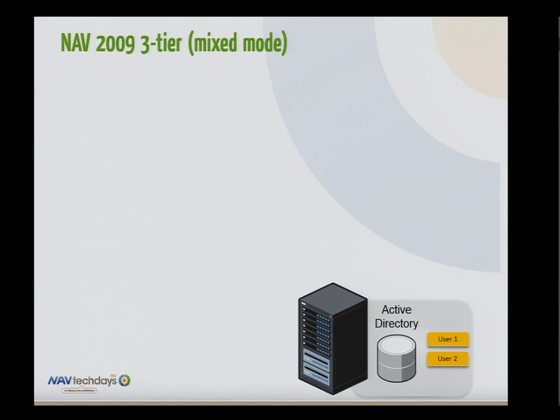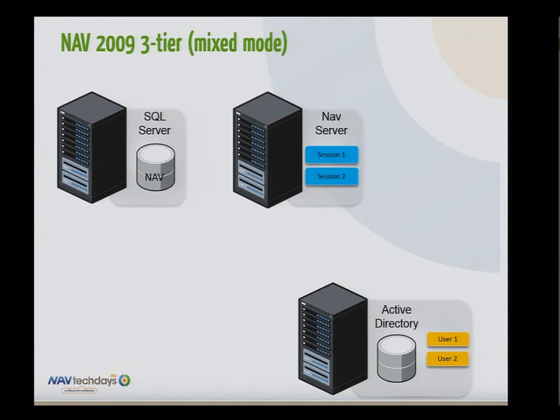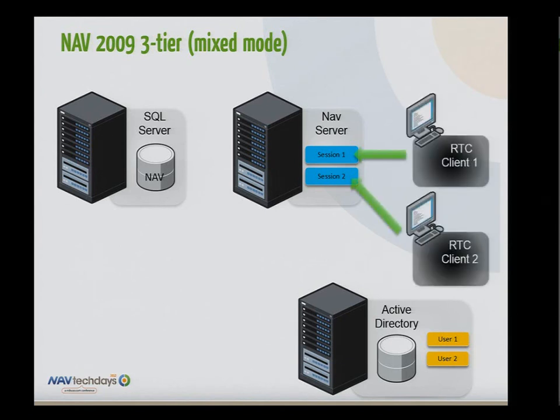So back in 2009, you had to put up your users in Active Directory, and you had to set up a SQL Server, at least if you wanted to run three-tier, no native database for three-tier. And you would put up an app server. And in this case, you would have 2 sessions running on your NAV server. And you would connect your clients to those sessions.